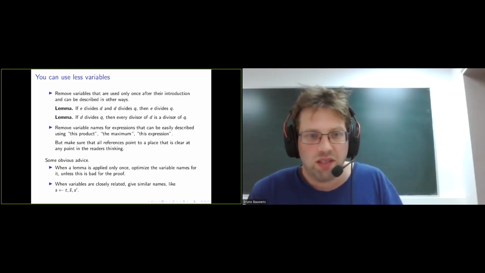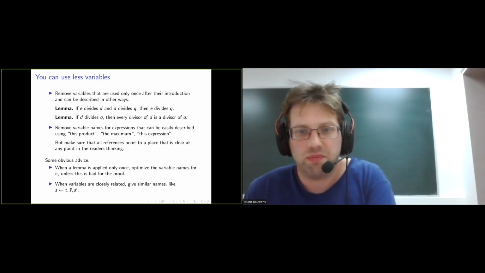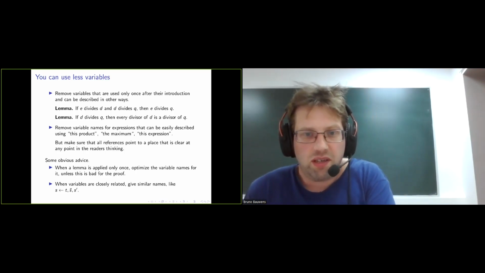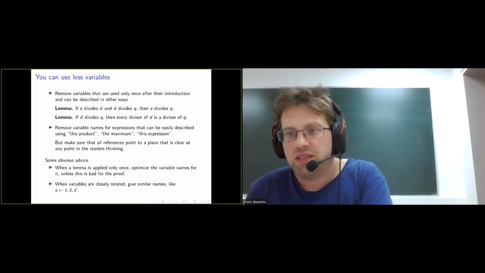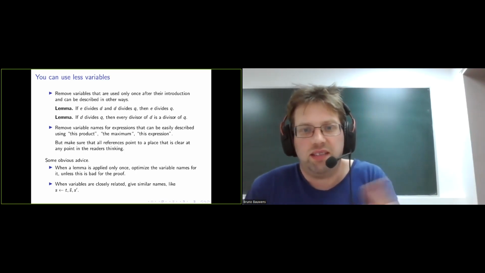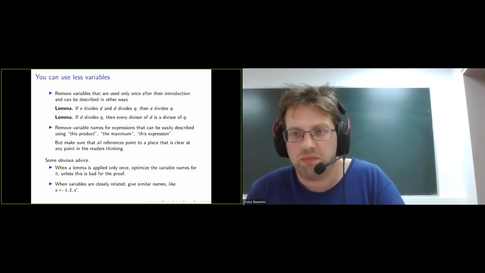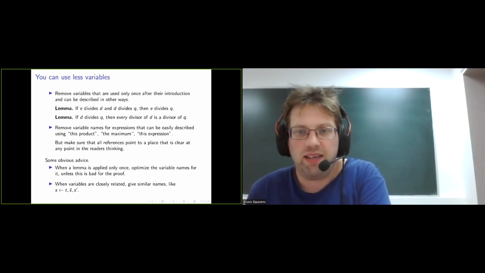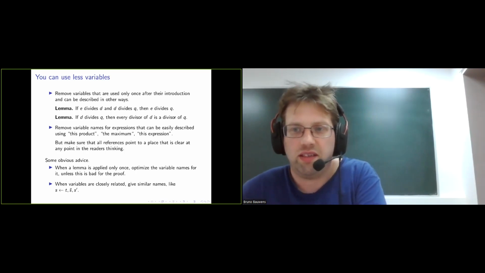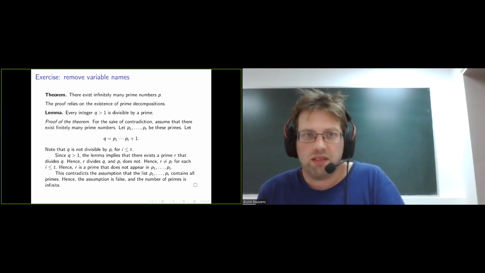Okay. Then there is obvious advice: similar quantities, give them similar names. So if you apply a lemma only once, then you can match the variable names from the place where you apply it, and that's much less thinking. It's much easier.